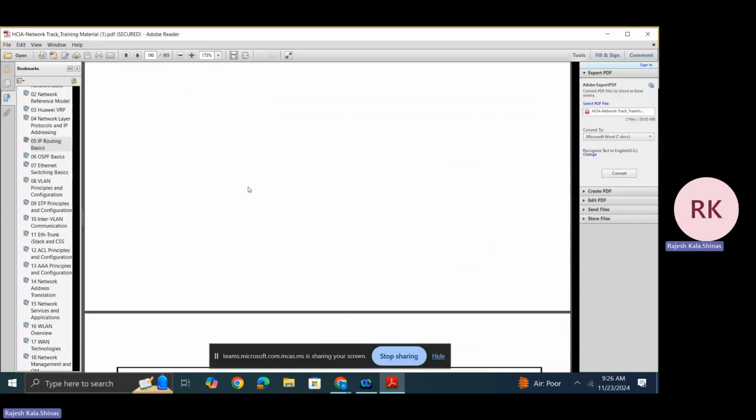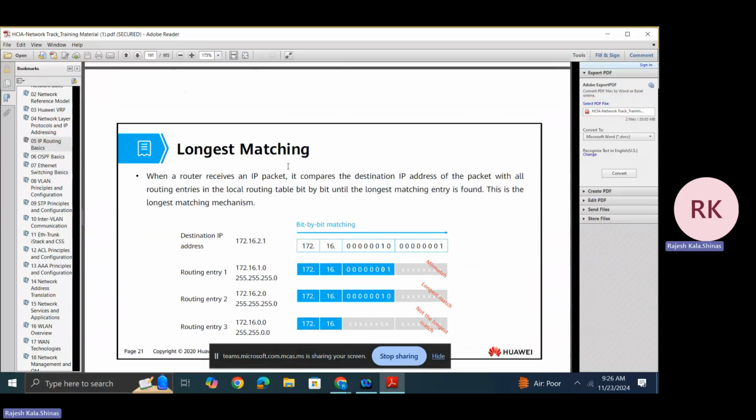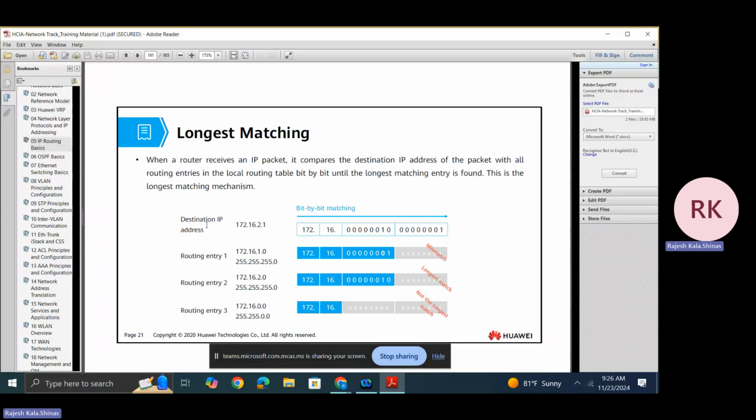Route based forwarding. Next one is the longest matching. Whenever a router receives a packet, it will check the destination IP address of the packet with all the routes in the routing table, bit by bit. Which route has maximum bits matching? We'll choose that.